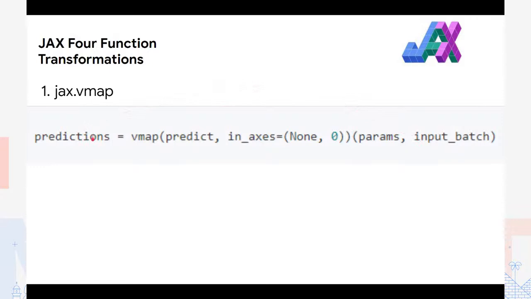So the resulting function from this vmap takes those two parameters and outputs a function which returns a batch of predictions, because here we're using the prediction function.